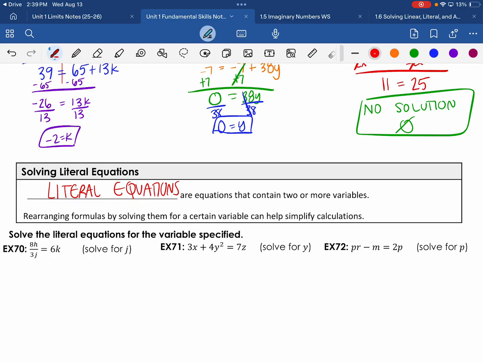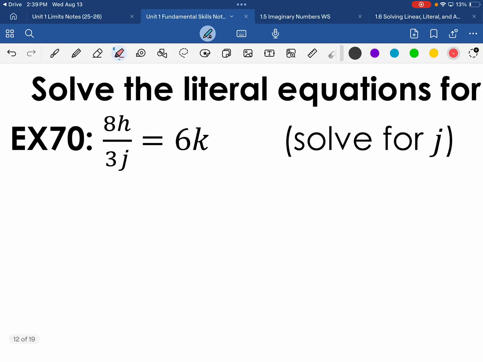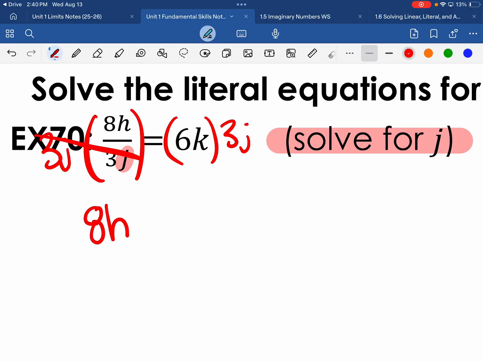You don't do as much math. You're not going to do as much adding and subtracting. We're going to do rearranging. All right, so over here on this first example, I want to solve for j. Currently, j is in the bottom of my fraction, and I don't like it there because I want it up top. So what do I need to do? Yes, thank you. We're going to multiply by 3j. If you do it to one side of your equation, do it to the other. That gets the 3j out of the bottom of that one side, and you'll just be left with 8h.